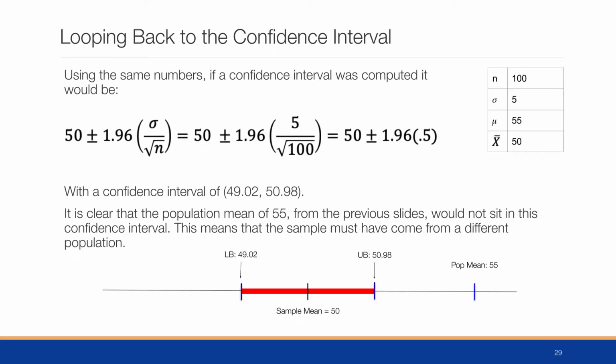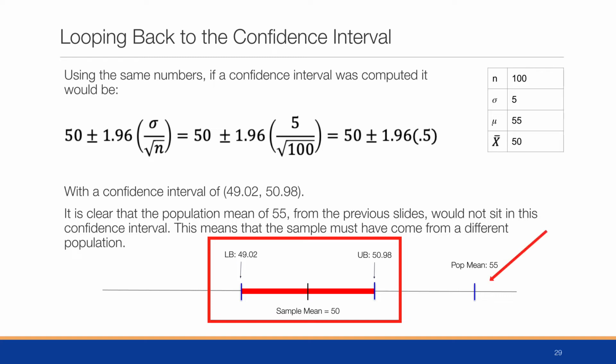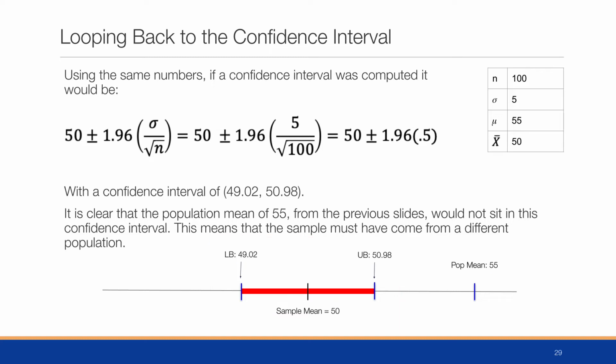Let's look back a little bit at when we did it with the confidence interval. So using the exact same numbers, if a confidence interval was computed, we'd have 50 plus 1.96 times sigma over the square root of n, which equals 50 plus 1.96 times 5 over the square root of 100. This gives us 50 plus 1.96 times 0.5. The confidence interval was 49.02 to 50.98. And it is clear that the population mean of 55 from the previous slides would not sit in this confidence interval, meaning that the sample must have come from a different population.